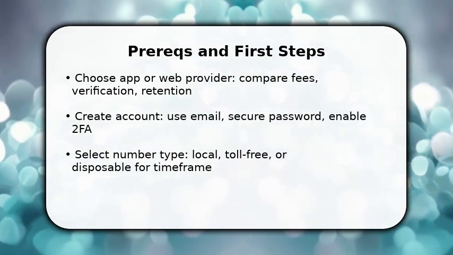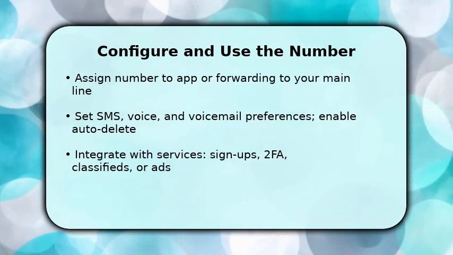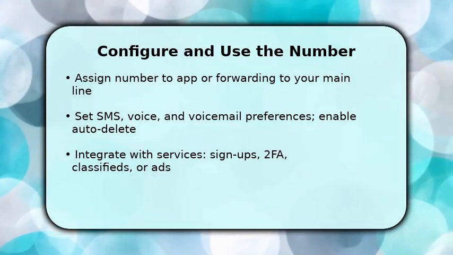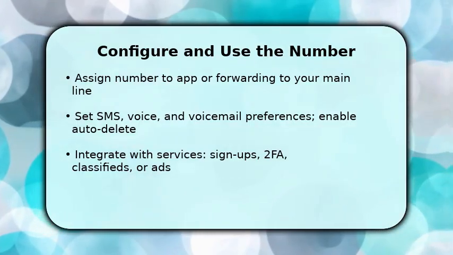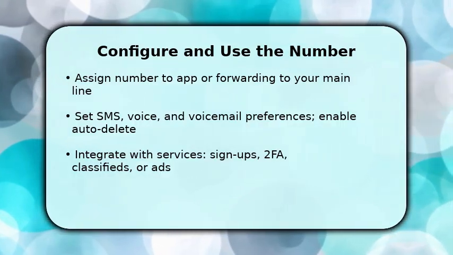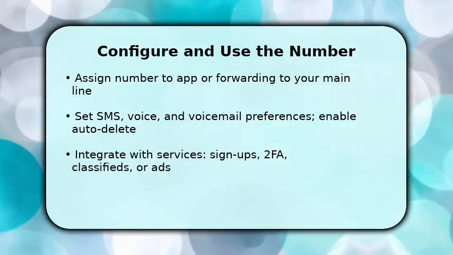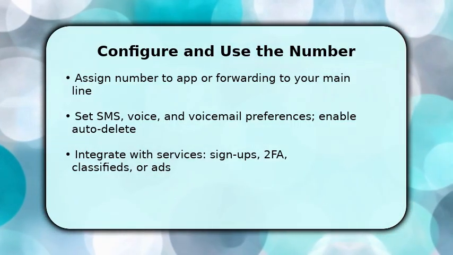Now you configure routing and preferences so the number works reliably. You can forward calls and SMS to your regular line or use the provider's app to isolate messages. Choose based on privacy needs. Set voicemail and auto-delete rules to limit data exposure and enable notification preferences so you won't miss important codes.